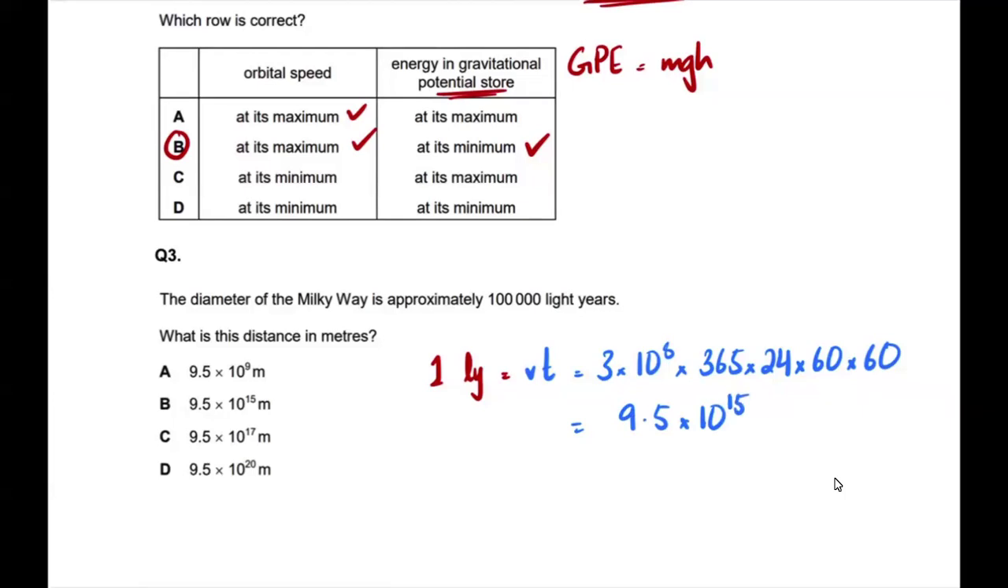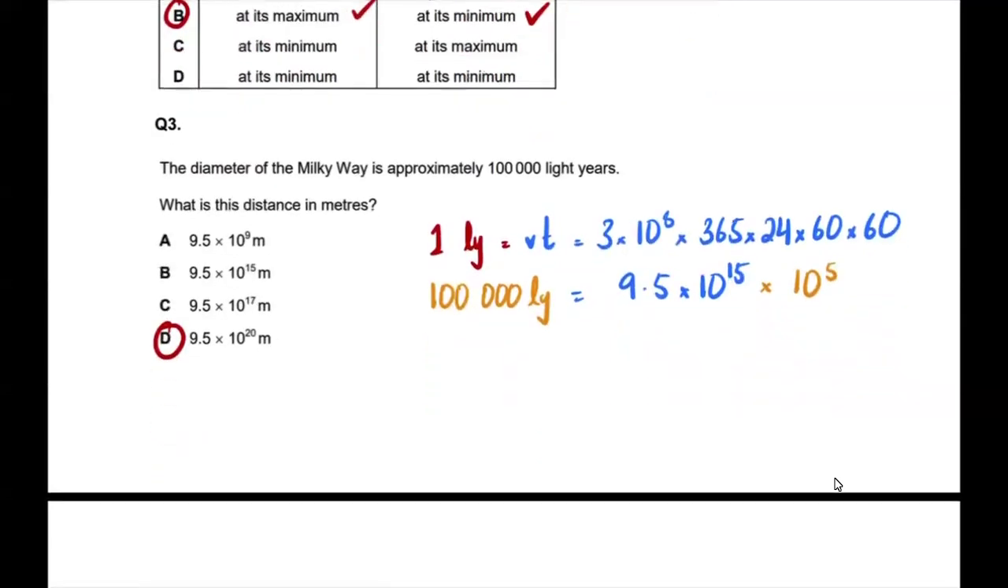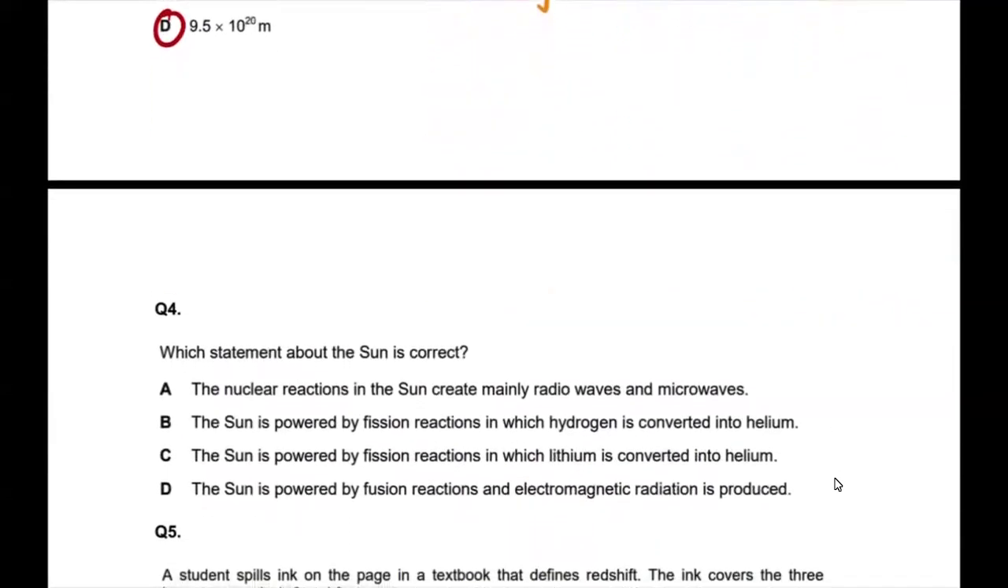So if you have 100,000 light years, this would also be multiplied by 100,000, which is basically 10 to the 5. So that turns out to be D, right? Base is the same, powers are added. Next, which statement about the sun is correct?